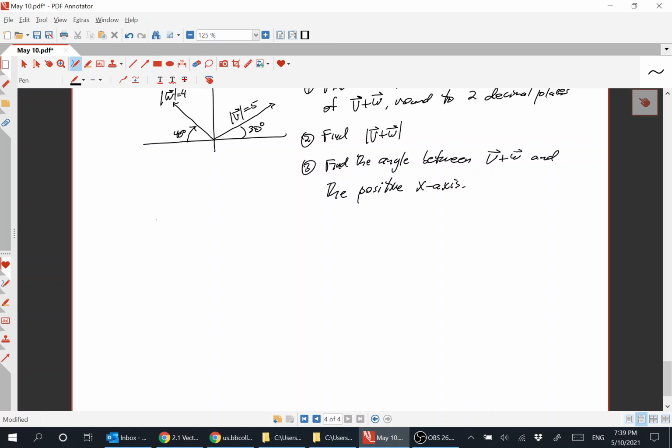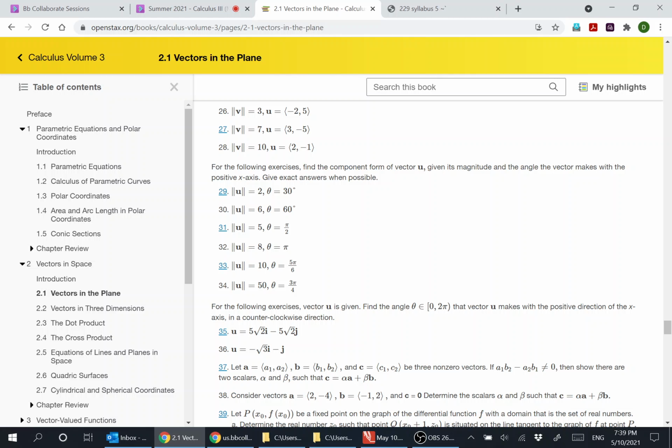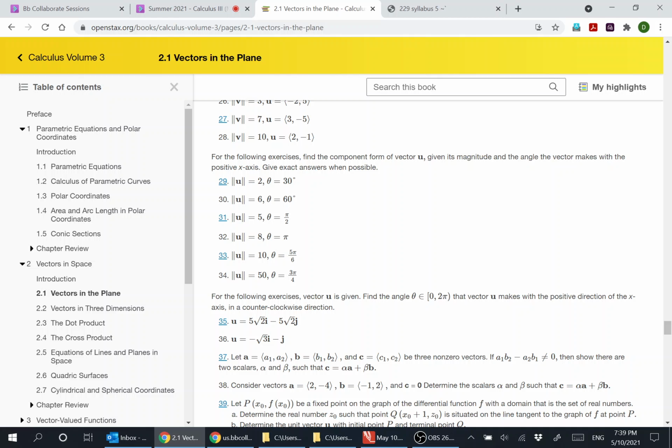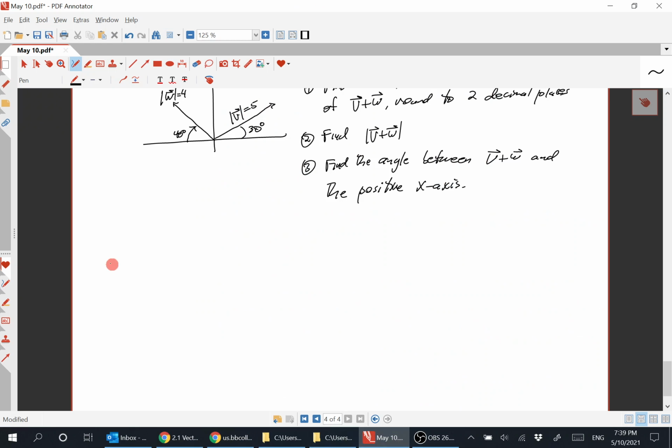35. Vector u is given. Find the angle that vector u makes with the positive direction of the x-axis in the counterclockwise direction. So u is 5 root 2, minus 5 root 2. This is 35. Not an interesting one, unfortunately.